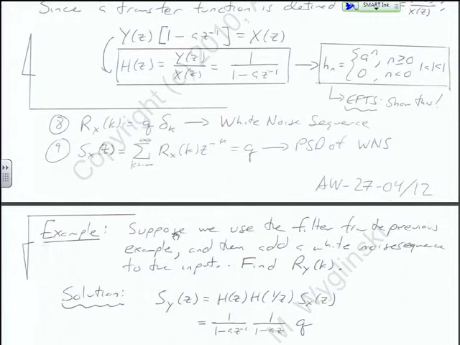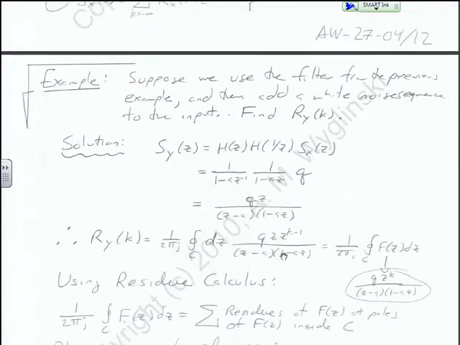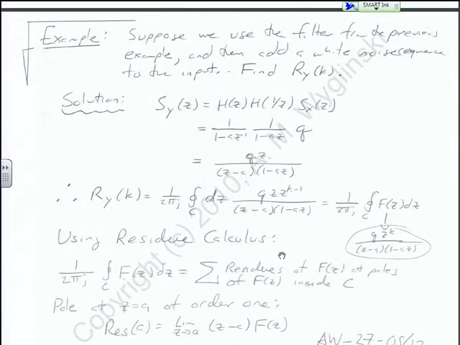Suppose you use the filter from the previous example and you add white noise to the input. What you get, and this is where nightmares are formed if you've taken residue calculus before, is this expression: S y of z is equal to, instead of the magnitude squared of the frequency response, the frequency response H of z times the frequency response H of 1 over z, times S x of z. We know it's a white noise input, which means it's a constant, just like in the continuous time domain. But here, with z and 1 over z, we get this expression, with q z over z minus a times 1 minus a z. What is the autocorrelation function of this? The brute force approach to this is to do constant.